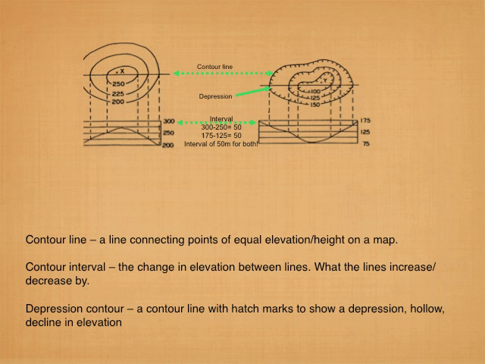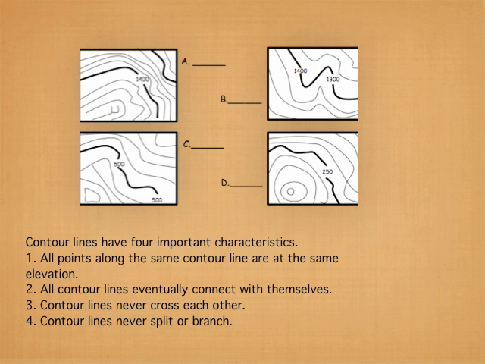If you look over to the right, it almost looks like the same top picture, except there are these little hash marks. These hash marks indicate that it is decreasing in elevation or height. So that's what they call a depression contour line. These are contour lines that show a decline in elevation. It could be like this one where it's kind of like a little ditch, or a valley even, or even a cave. So let's look at the next slide.